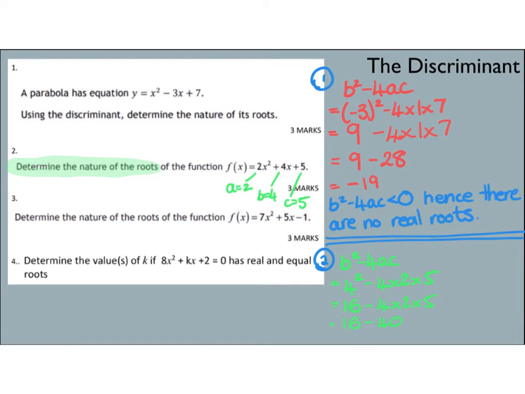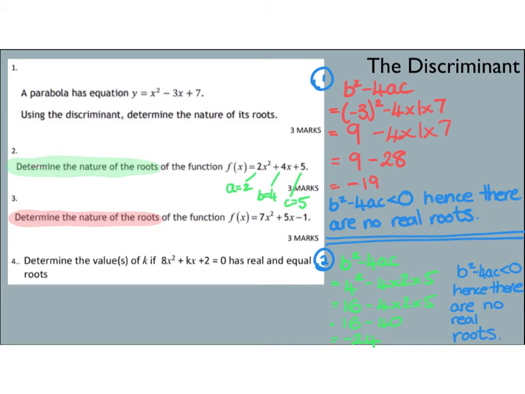It's round the wrong way again, isn't it? I'd rather it was 40 take away 16. 24. So turn it back round the other way and it makes minus 24 there. I'm not finished. I've still got to determine the nature of the roots. And there's my wee standard sentence there. So b squared minus 4ac is less than 0, hence there are no real roots.